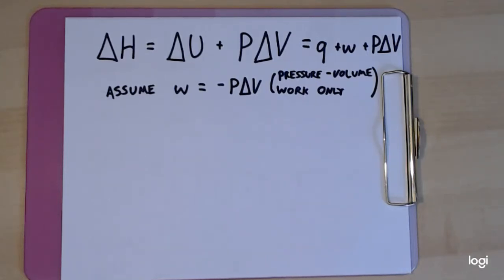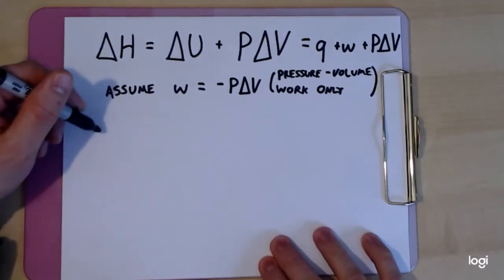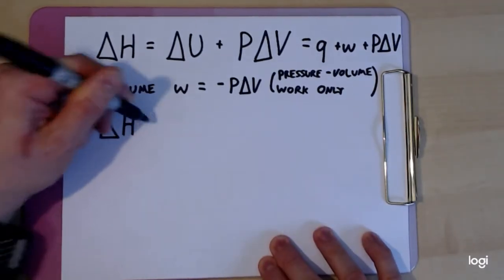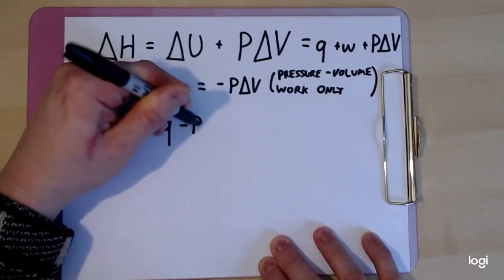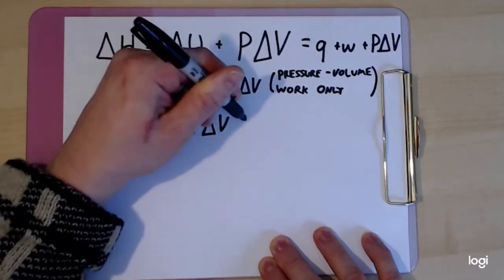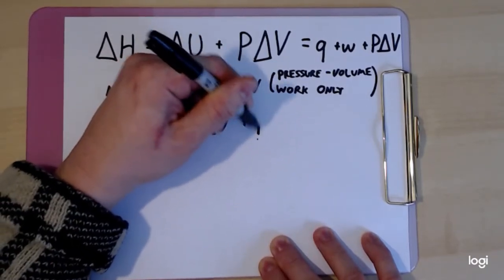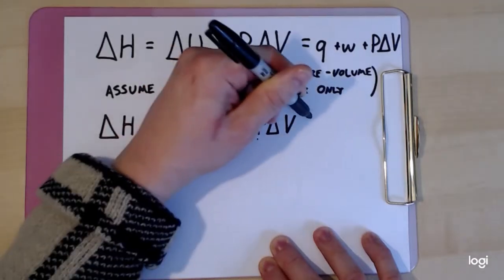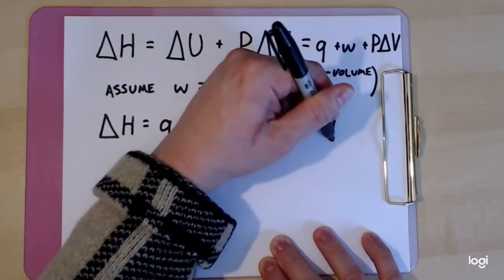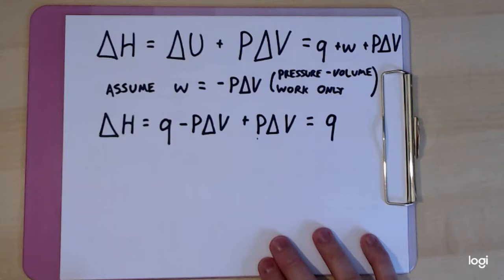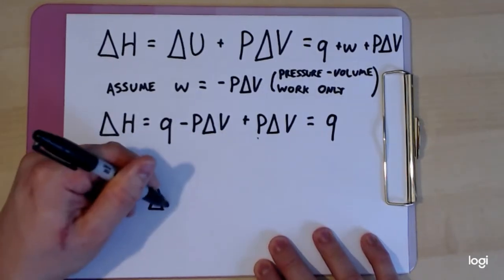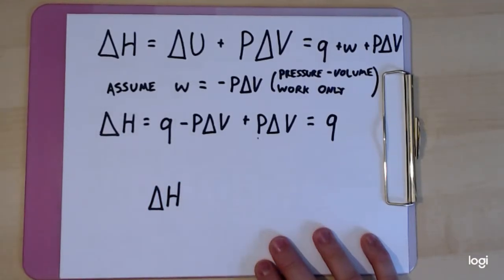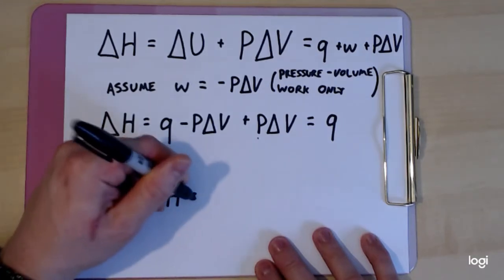And so, if we rewrite our equation for enthalpy again, we're left with a dramatically simplified equation, which is simply that delta H equals Q minus P delta V plus P delta V, which of course those cancel out. And so we're left with the change in enthalpy equaling the amount of heat coming into or out of the system. And that is a very useful definition, and we can see why in just a second.